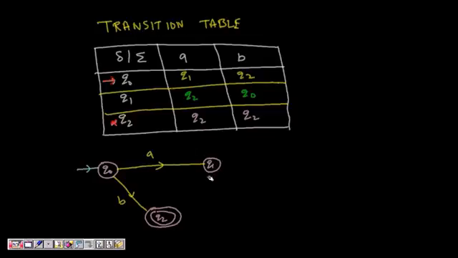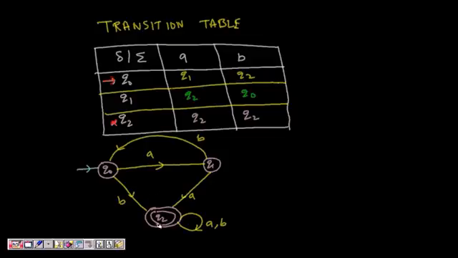From Q1, if I see A, I go to Q2. If I see B, then I go to Q0. So these are the DFA in the graph format. In Q2, if I see A, I remain in the same state. Even if I see a B, I remain in the same state. So it's denoted by this, with both A and B you remain in the same state.